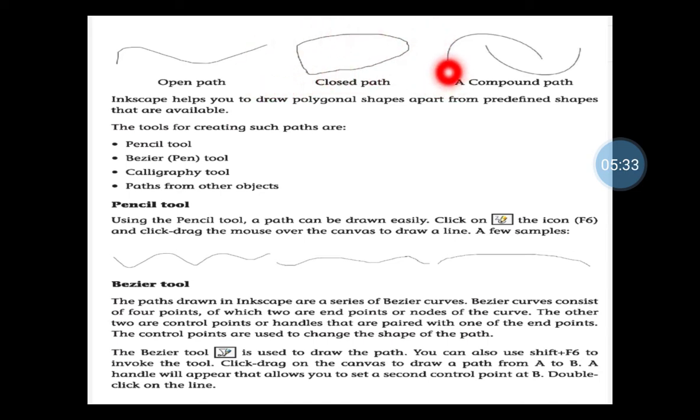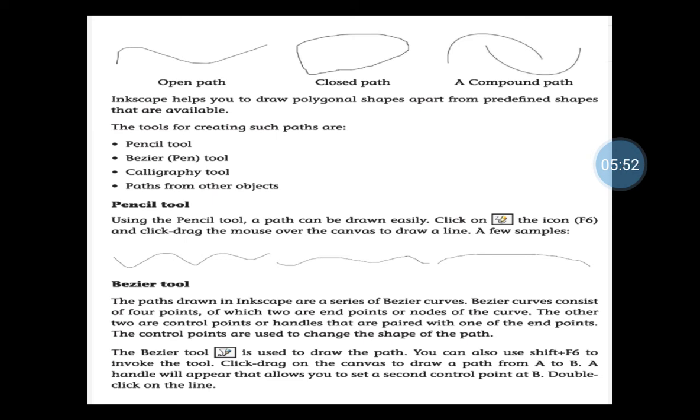In this compound path there is one separate open and separate close. For this line there is a separate open and a separate close, and this line also has a separate open and separate close. These three are the paths here.